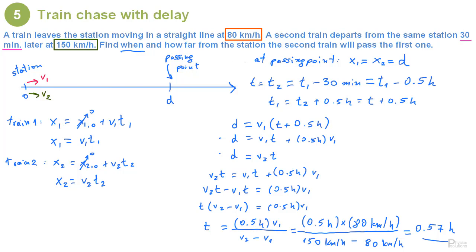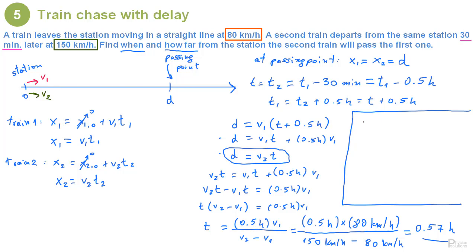We are also being asked here about the how far. So what is the distance from the station? This is little d. And for that, we can use any of the formulas we have derived. I will put a little square here to finish that part. So if I use this equation over here, I can write little d to be v2 times t, where v2 is 150 kilometers per hour times t, which we just found to be 0.57 hours.